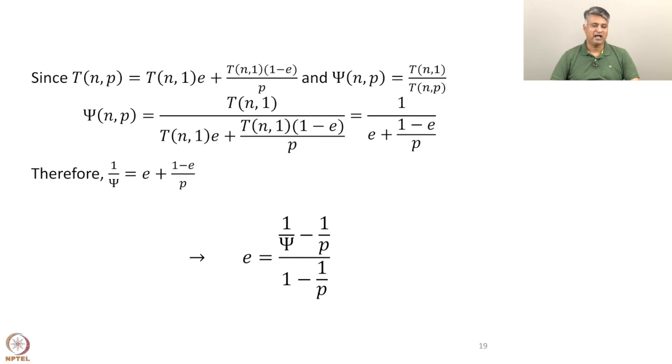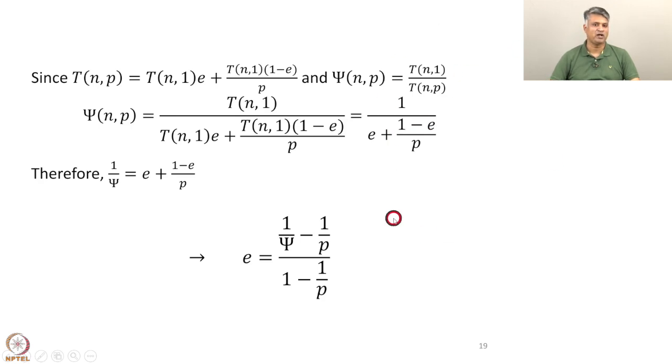We have T of n comma p equal to T of n comma 1 multiplied by E plus T of n comma 1 multiplied by (1 minus E) divided by P. And the speedup psi of n comma p is T of n comma 1 divided by T of n comma p. Hence, the speedup psi of n comma p is equal to T of n comma 1 divided by T of n comma 1 multiplied by E plus T of n comma 1 multiplied by (1 minus E) divided by P. This is now equal to 1 over E plus (1 minus E) by P.